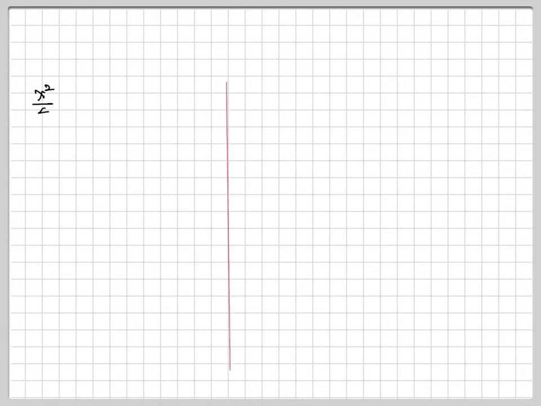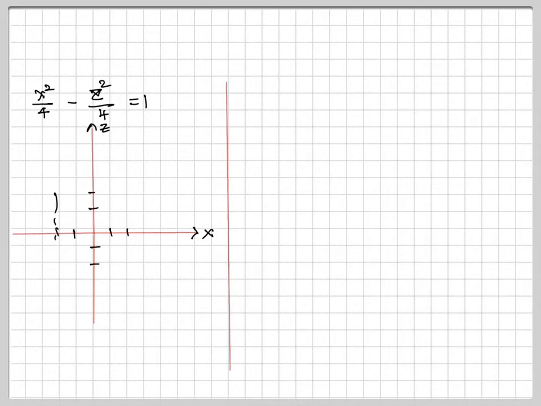So x squared over 4 minus z squared over 4 equals 1 is a hyperbola. We can graph this. It intersects the x-axis at 2 and negative 2, and the z-axis at 2 and negative 2 as well. If we graph this hyperbola, we can also see the asymptotes of this hyperbola, which are x equals plus or minus z.